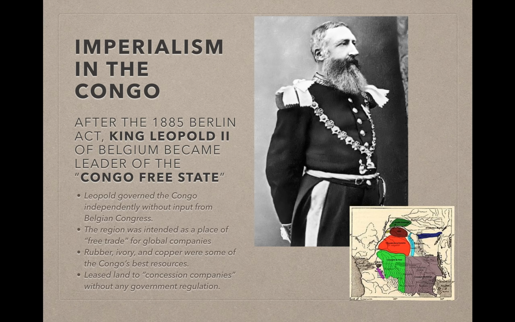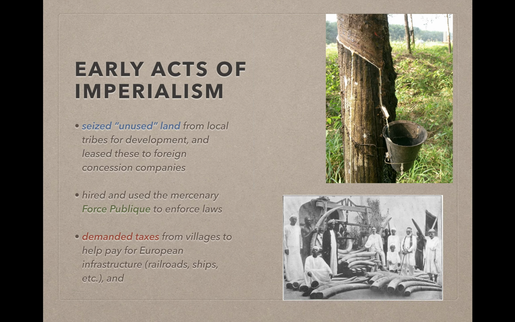And what King Leopold II did is he used what he called vacant areas of the Congo to give to companies. He seized what he claimed was unused land, and he gave it over to companies to develop, or concession companies. The problem is it wasn't unused, it was being used by foraging tribes. And because there were no houses on the land or factories on the land, Europeans considered it unused or vacant, even though it wasn't.